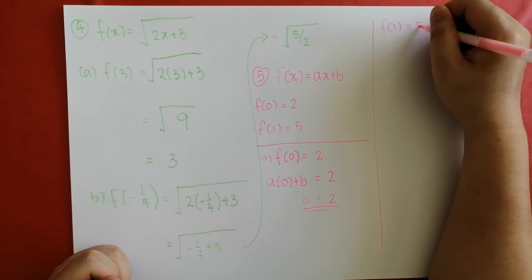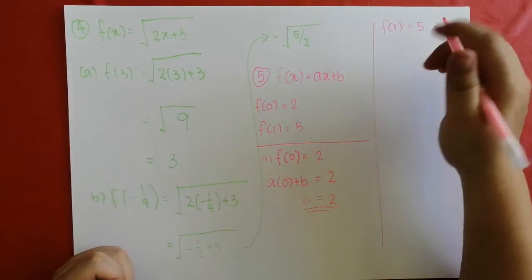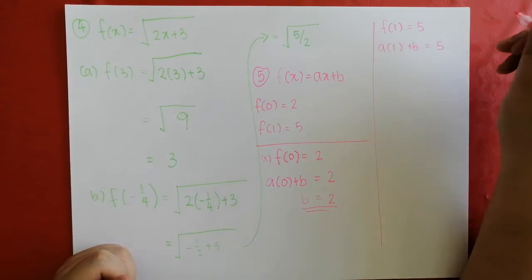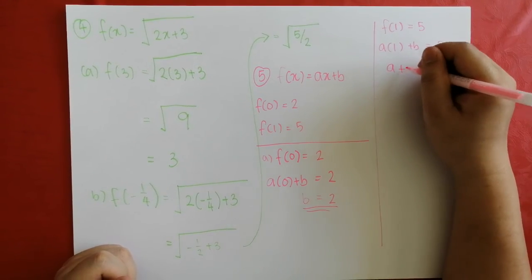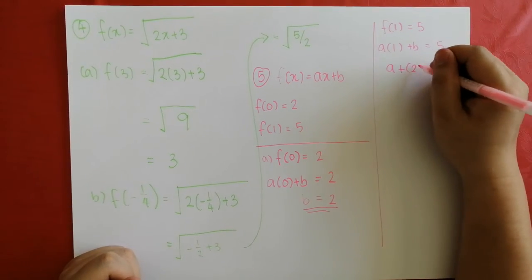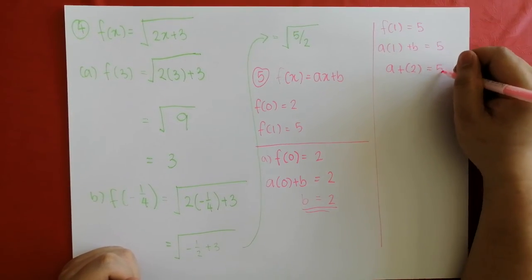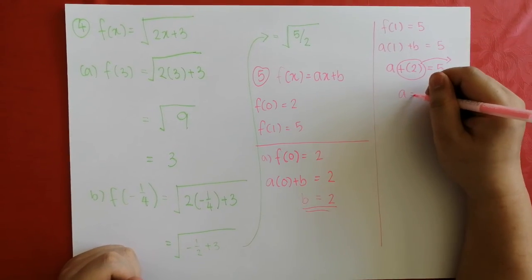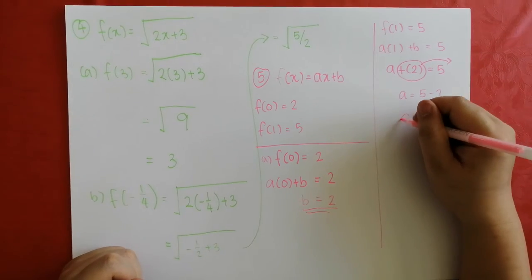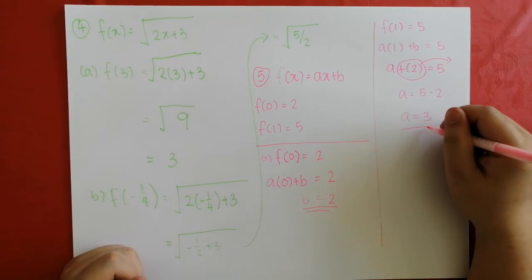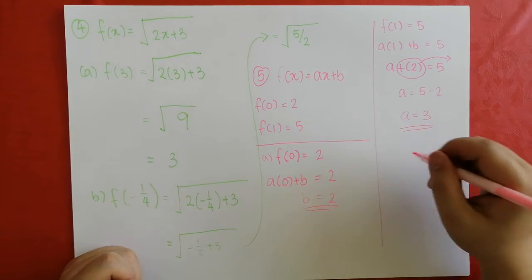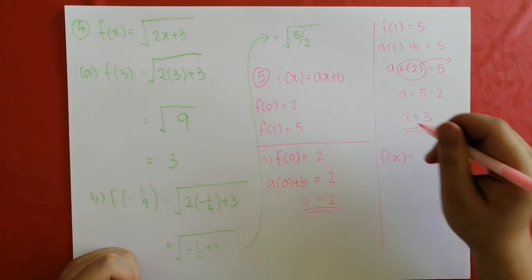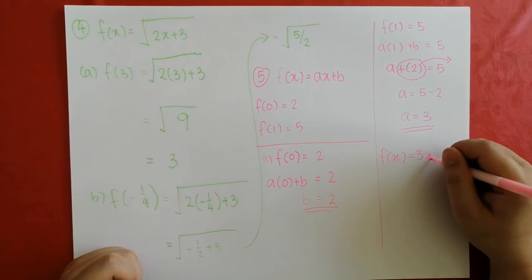equals 5. f(1) means your x is 1. So you have a times 1 plus b equals 5. A times 1 is a, plus we know that b is actually 2. So substitute that in, equals 5. Move plus 2 to the other side. Therefore a is equal to 5 minus 2. So the value of a is 3. So your function f(x) will be ax plus b, so with a as 3, it's 3x plus 2.